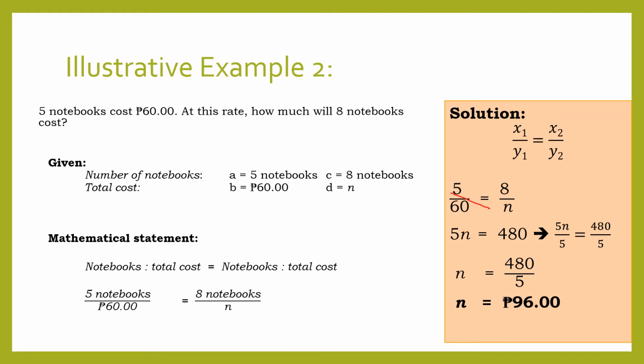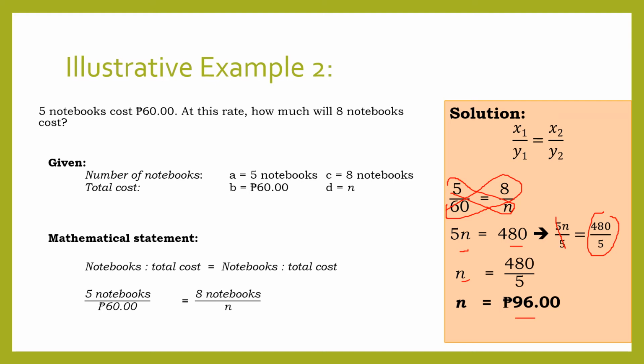5 times n is equal to 5n, and 60 times 8 is equal to 480. Now we are going to solve for the unknown, so we divide both sides by 5. So 5n divided by 5 is n, and 480 divided by 5 is equal to 96. So the conclusion is the cost of 8 notebooks is 96 pesos.